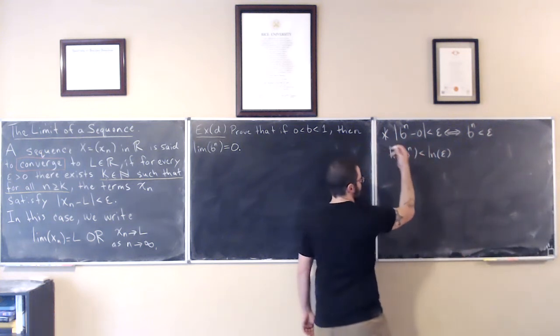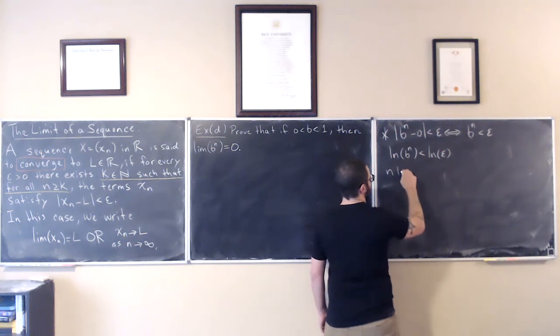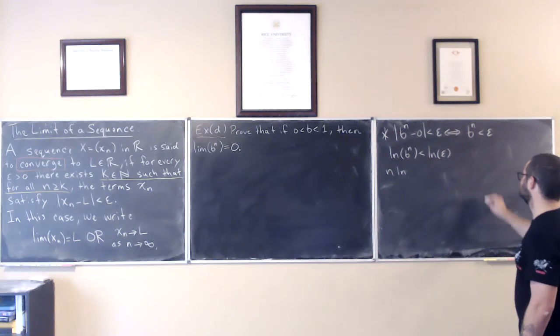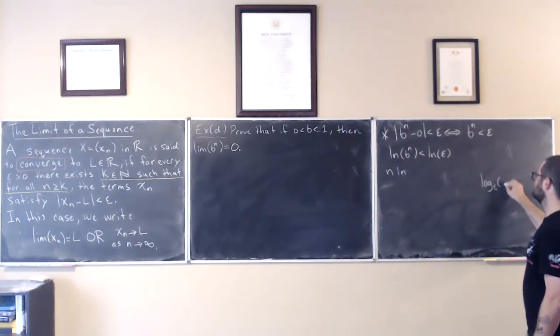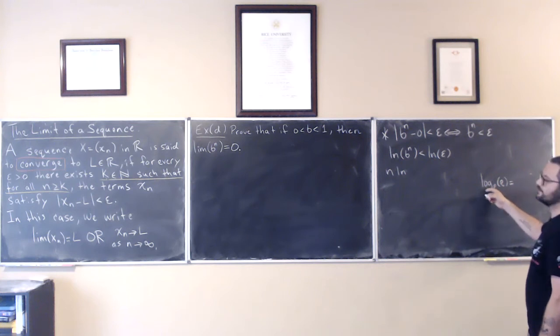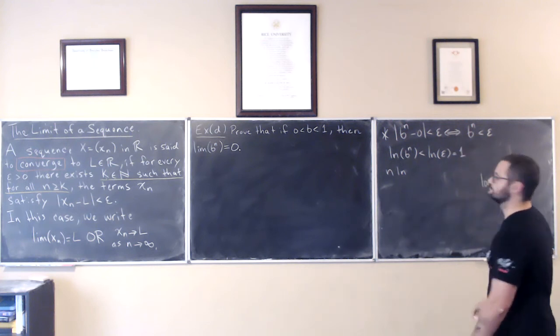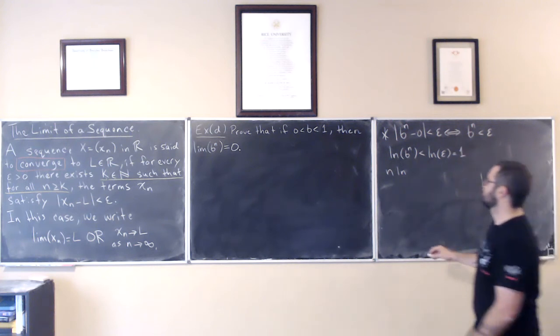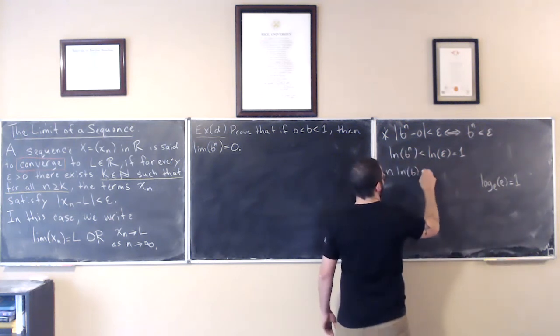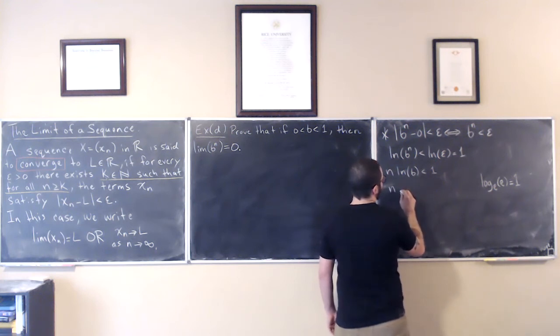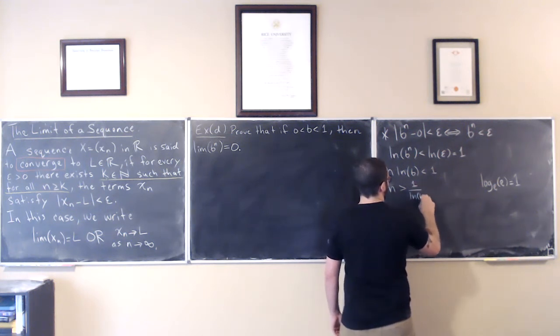So then using rules for exponents, it's going to be n. Well, that's just 1, right? Log base e of e, which is ln, that's just 1, right? So if I bring the exponent down, I have natural log of b less than 1. So then I have n is greater than 1 over natural log of b.